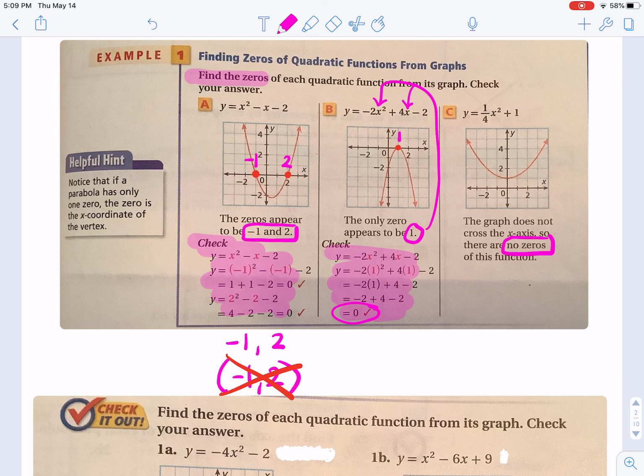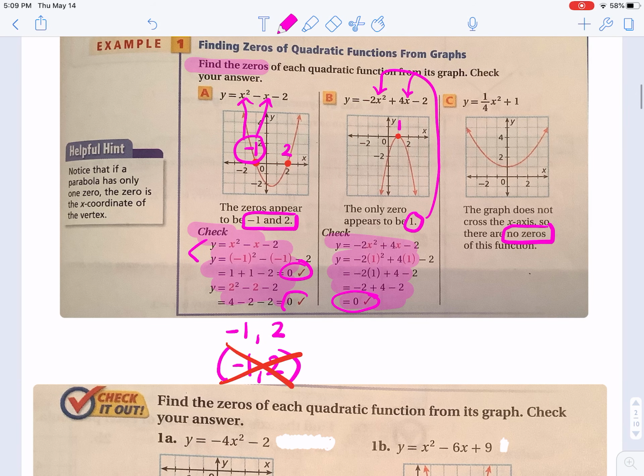In the first example, in answer A, they did it with -1. They plugged -1 in here, which was this part right here, and it does equal 0. Then they did it with the number 2, and when you plug in number 2, you got 0 there, so you know you're correct.